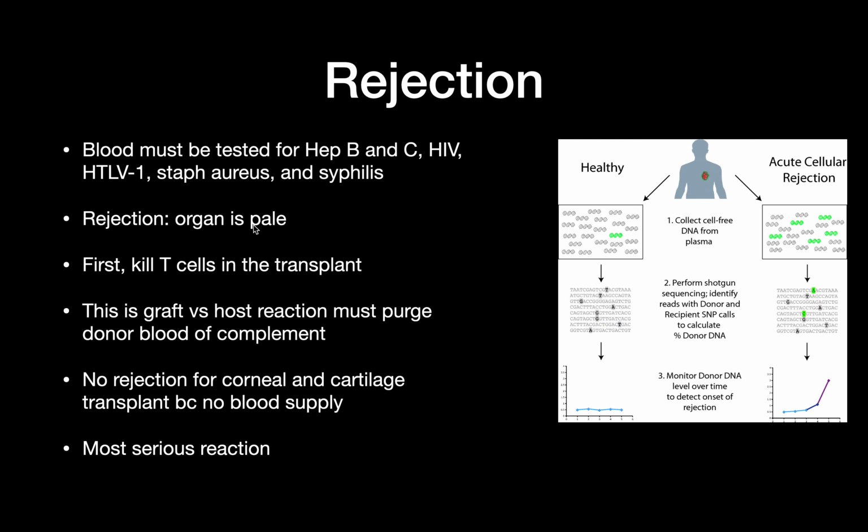So how do we prevent the rejection sequence, right? So first we will kill the T cells in the transplant. To prevent the graft versus host reaction, we have to purge the donor blood of all the complements. There is no rejection for corneal and cartilage transplants because these don't contain any blood supplies. So the rejection is always going to be your most serious reaction.